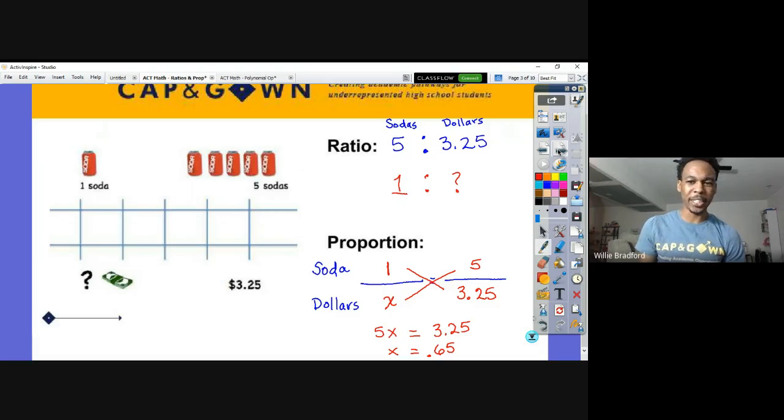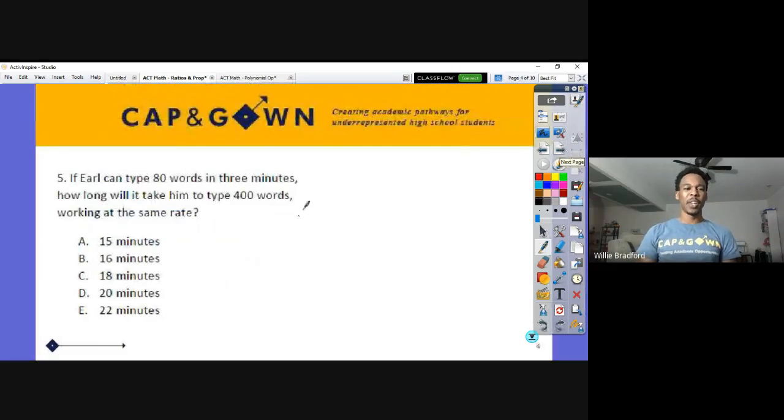Let's take a look at an ACT problem using ratios and proportions. All right, here's one of the more basic ones to start off with. If Earl can type 80 words in 3 minutes, how long will it take him to type 400 words working at the same rate? All right, so let's set up a proportion. Type 80 words, so let's put our words here, and then our minutes down here.